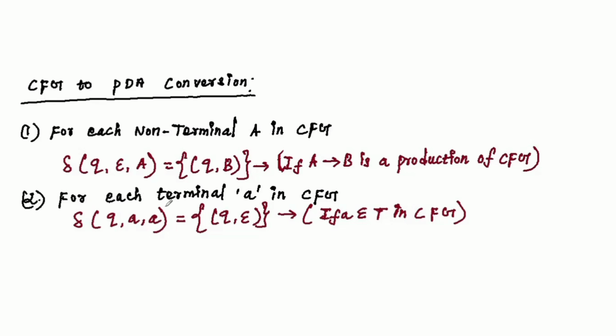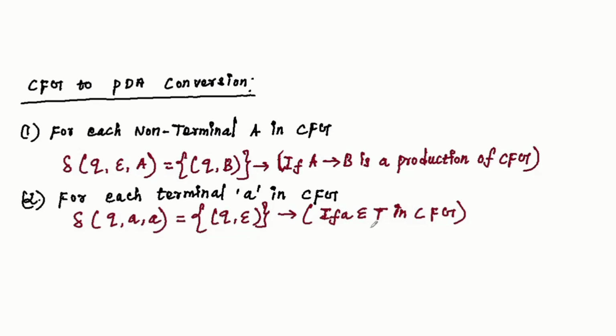Next rule, for each terminal small a in the CFG, δ(q, a, a) = (q, ε) if a belongs to T in the CFG. Here in δ(q, a, a), the PDA is in state q, reads terminal small a from the input string and finds the same terminal small a on top of the stack. The right side of the production is (q, ε): the PDA moves forward by consuming small a from the input, popping small a from the stack, and staying in the same state q.